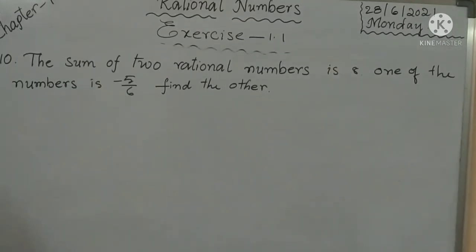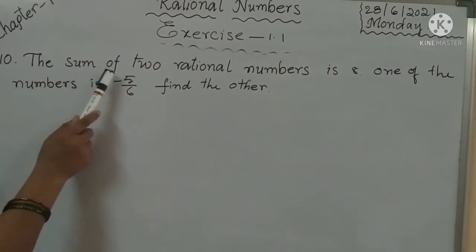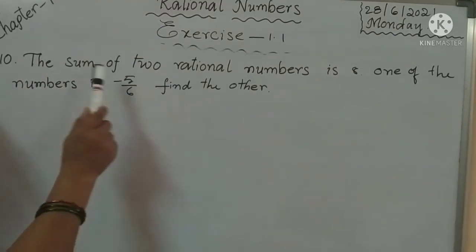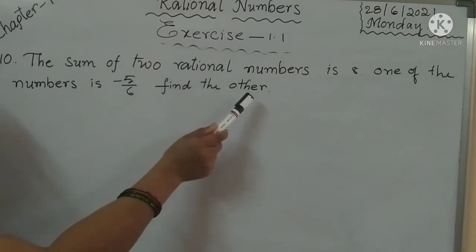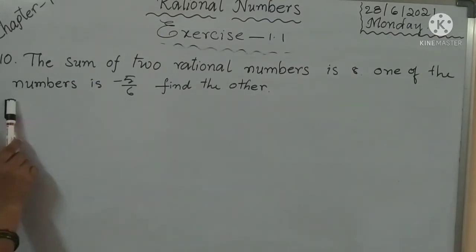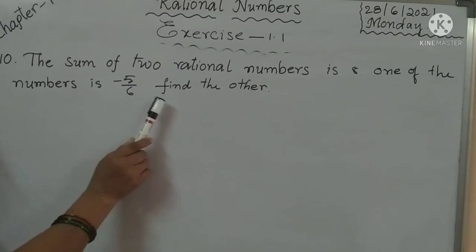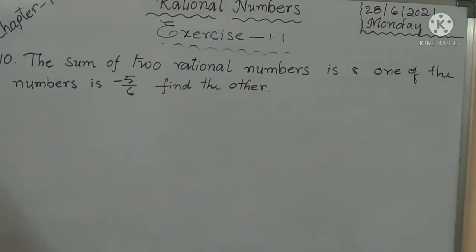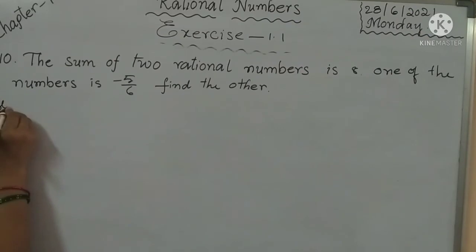Next, 10th question, 10th problem. The sum of two rational numbers is 8. One of the numbers is minus 5 by 6. Find the other number. So here, dear students, listen carefully. Sum of the two rational numbers. Here the rational numbers are not given, then we have to take x and y or a and b, your wish. So let us take the two rational numbers. Solution.